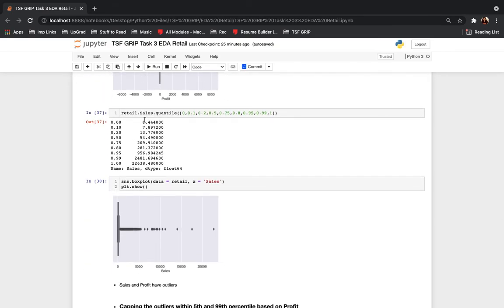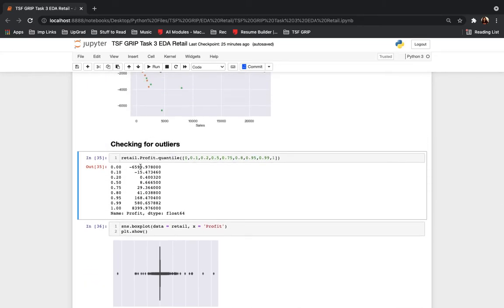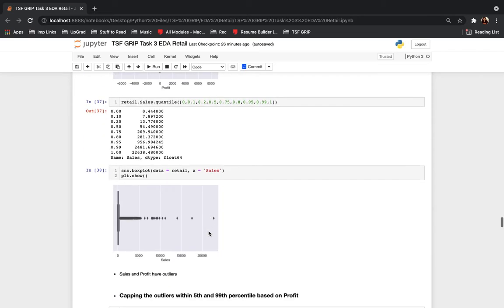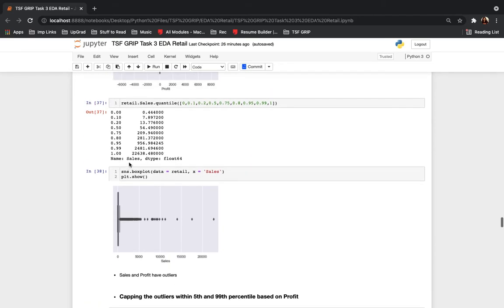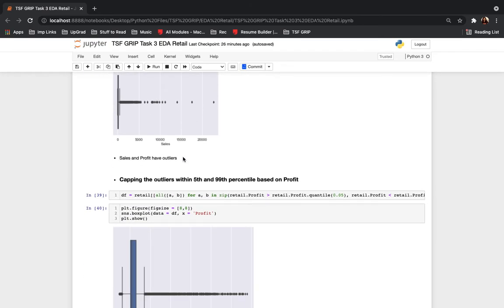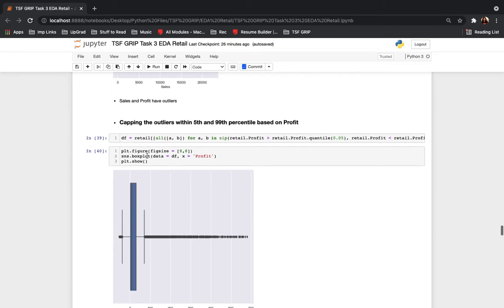Same as with the sales. You can see that for profit, we can also see that the 10th percentile and the 0th percentile also show similar outliers. So the outliers lie on both sides of this box plot. For sales, we can again see a drastic increase from the 99th percentile to the 100th percentile, which is evident from this box plot again. So it is fair to say that sales and profit both have outliers.